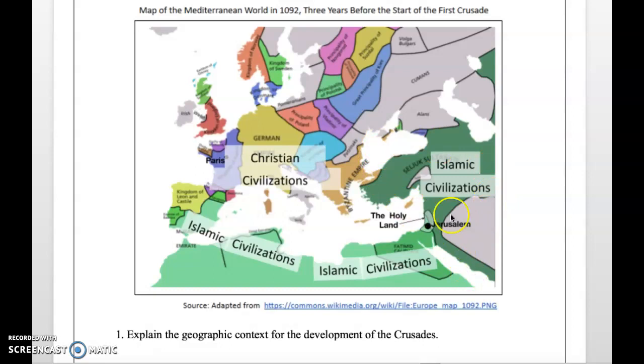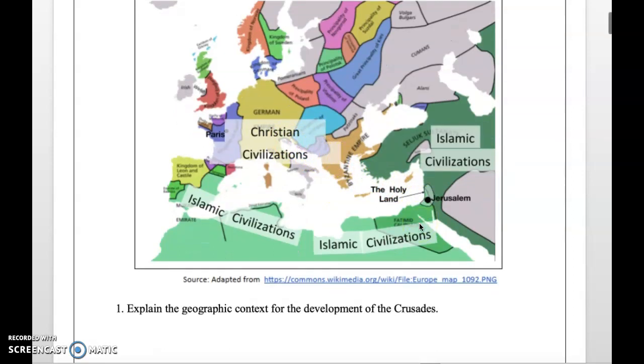Looking at the map, this little piece right here is the Holy Land, and it's surrounded by Islamic civilizations. The Islamic religion thought they had rights to this holy land. The Christian religion also thought this. The Christian religion, you'll notice, is a little further away. They're primarily located in Europe. This is Europe over here. So it might make them a little nervous that they're not geographically as close to the Holy Land.